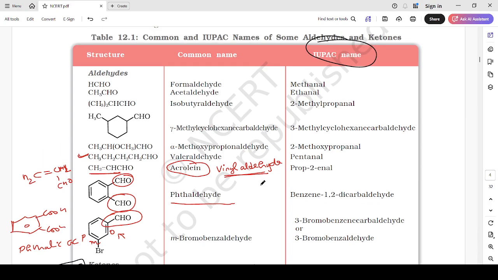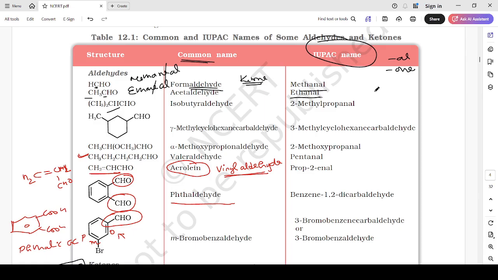Okay, mesityl oxide. Let's go for IUPAC now. In common name, you say aldehyde, you say ketone. In IUPAC, I say -al, I say -one. How many carbon? One carbon. So it's a methane family. Remove e, add al: methanal. How many carbon? Two carbon, ethane family. Remove e, add al: ethanal.